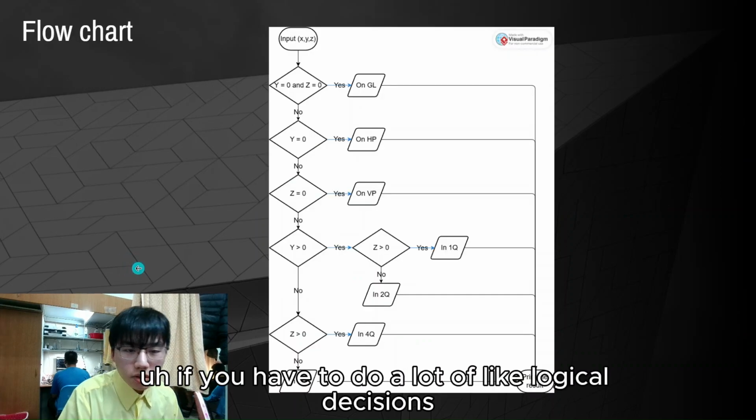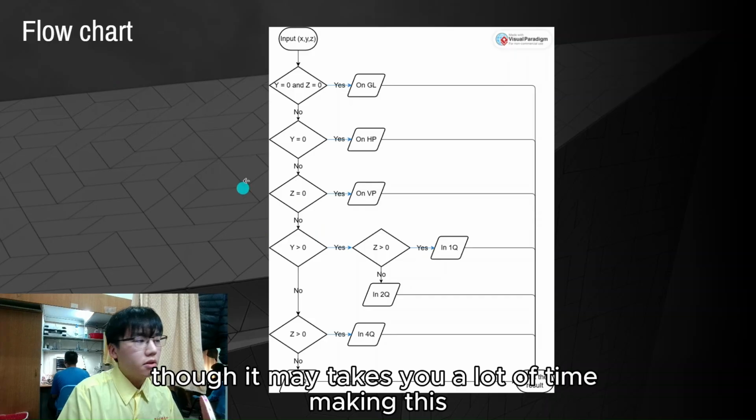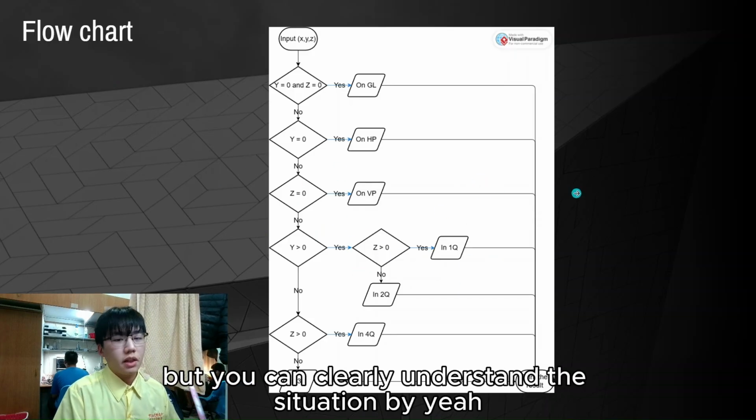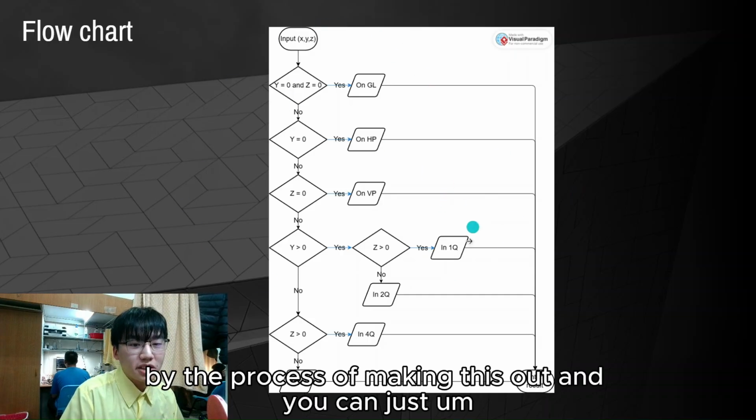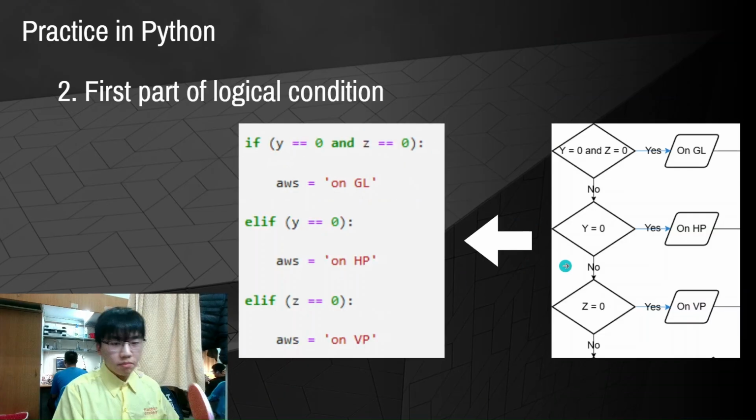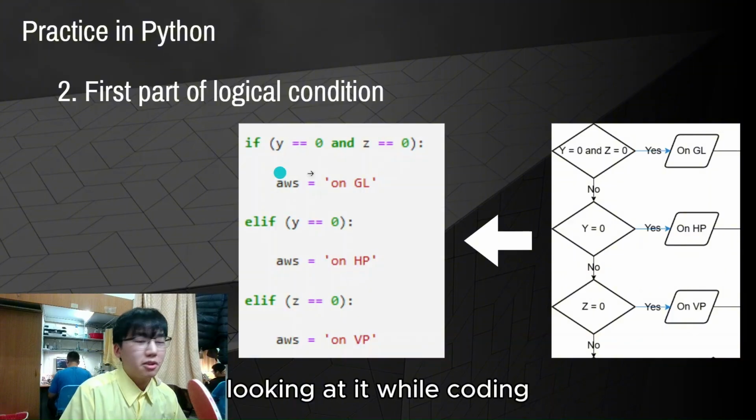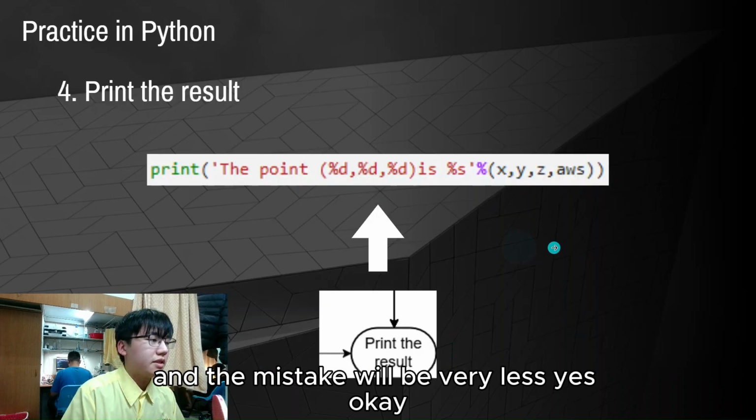And I think if you have to make a lot of logical decisions, it's very recommended to use a flow chart. Though it may take you a lot of time to make this, you can clearly understand the situation through the process of making it, and you can just look at it while coding, and the mistakes will be very few.